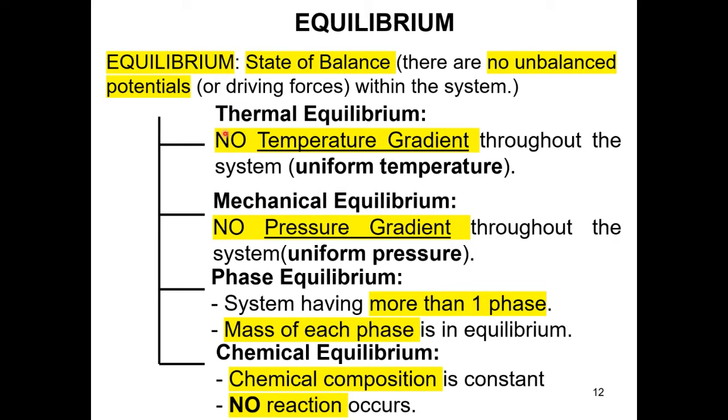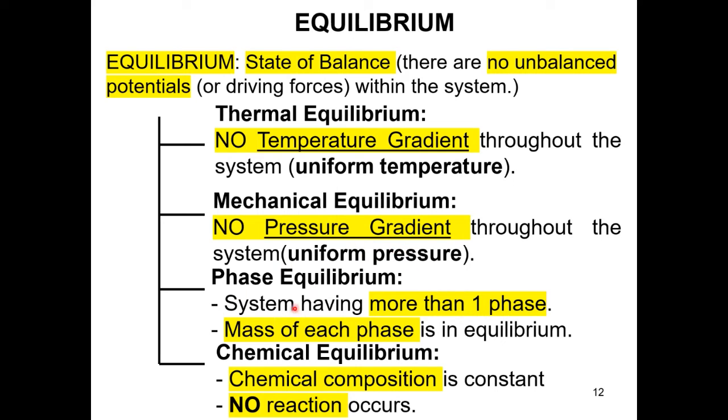Okay, we have thermal equilibrium, meaning after some time there are no temperature differences, so the temperature between the system and the surroundings becomes uniform. We also have mechanical equilibrium, meaning no pressure gradient, no differences in pressure. We call it uniform pressure.